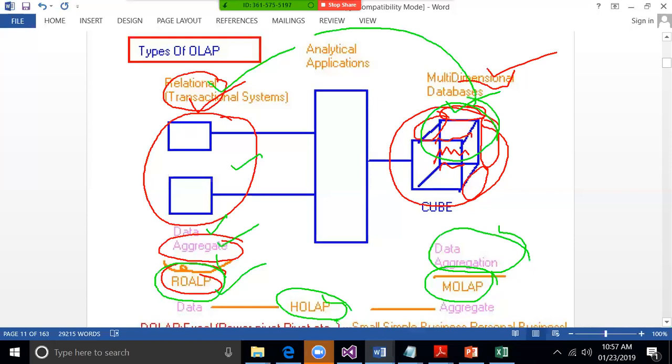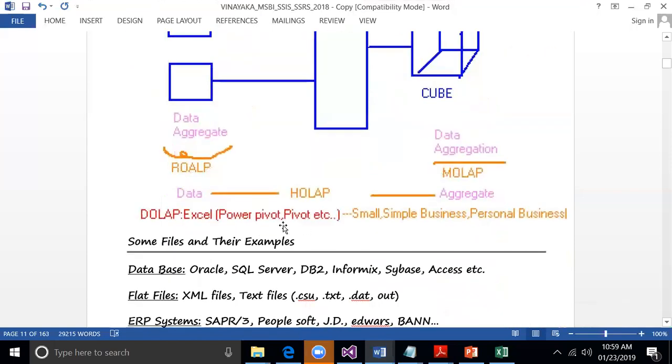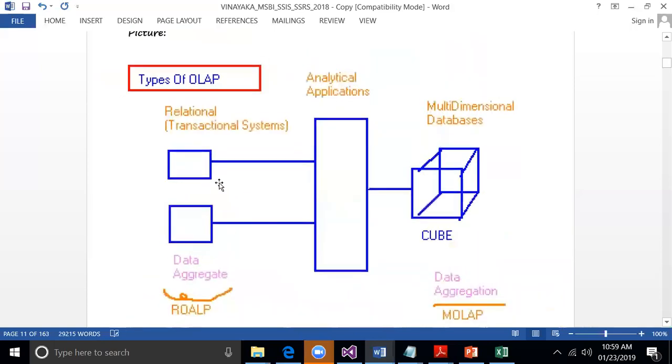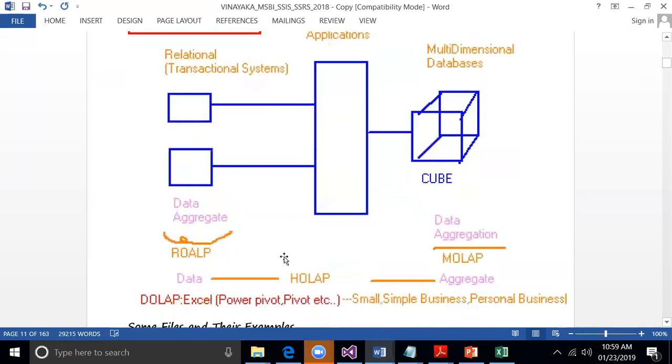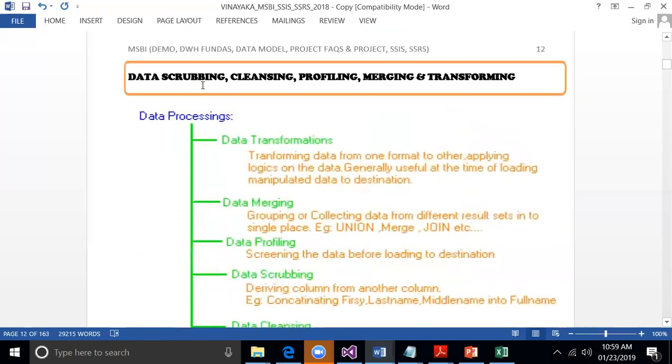And you observe your managers, your HR team using Excel sheets to analyze the data. That is called DOLAP. Excel applications, Lotus applications, these all support desktop OLAP. So relational OLAP, multidimensional OLAP, hybrid OLAP, desktop OLAP. Clear? Great. Now the last terms: data scrubbing, cleansing, profiling, merging.